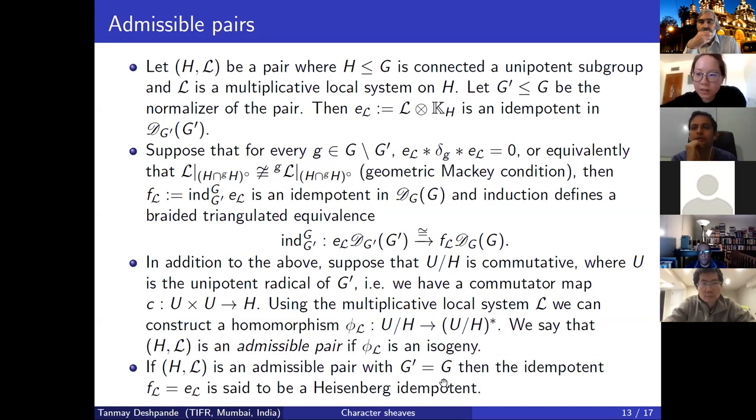Sorry, can I ask a quick question? Yeah. I just want to ask about a particular example. If I take G to be the Heisenberg group, the triangular unipotent three by three matrices, and H I take to be the corner, then K mod H is commutative. For what central characters is H an admissible pair? Is that going to be all non-trivial? Non-trivial, yes. Actually, I'm going to come to this example later in my slides. It has to be the non-trivial character. Okay.